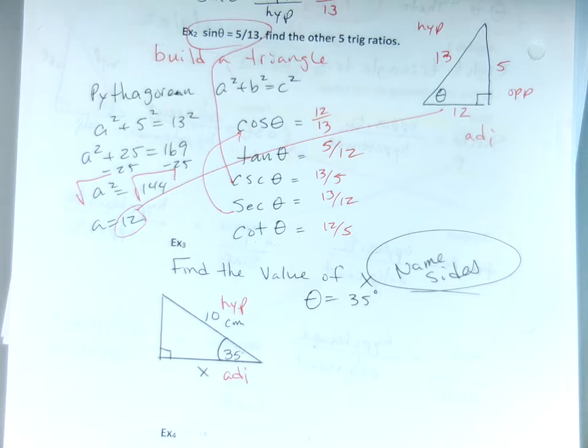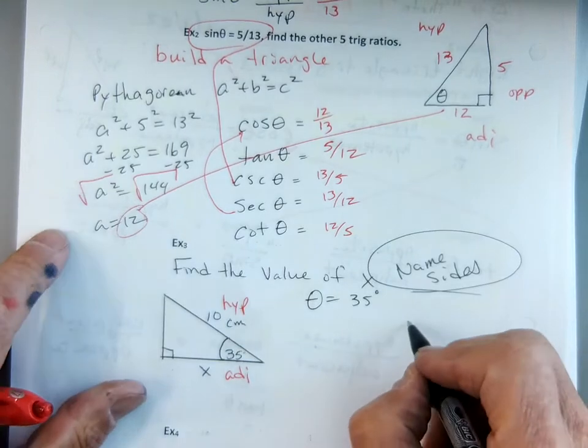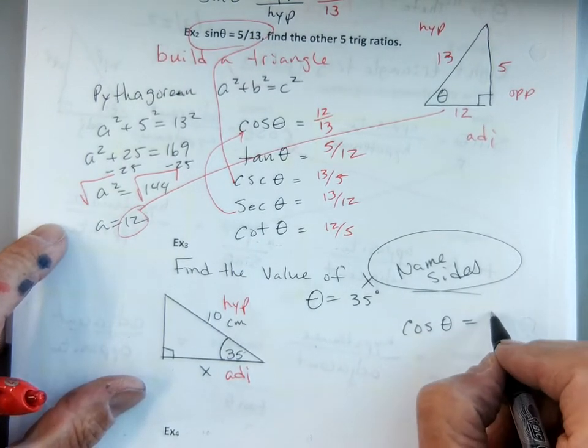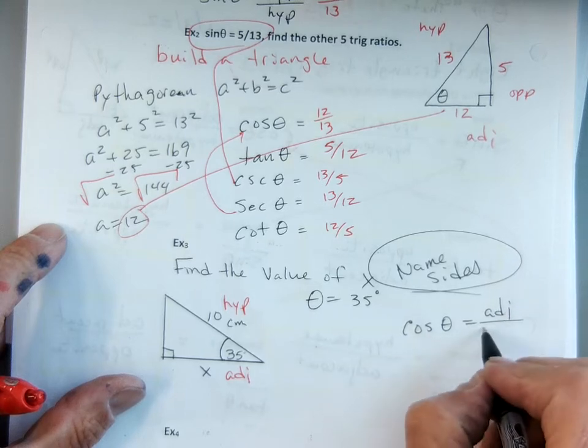What do we know? What are the 2 words we have? Okay, so those are the 2 words we're using. What are we going to use? Cosine. You guys see it? So let's write it down. I'm going to use cosine of theta is equal to my adjacent over hypotenuse, right?